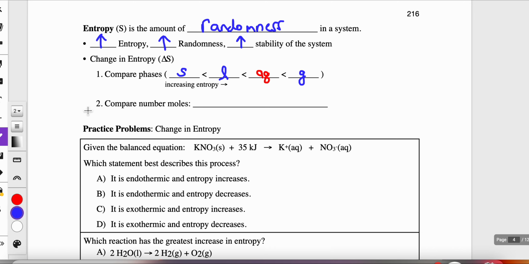Now, if you're looking at an equation and all the substances and materials in the equation are in the same phase, then compare the number of moles. So, more moles, more entropy.